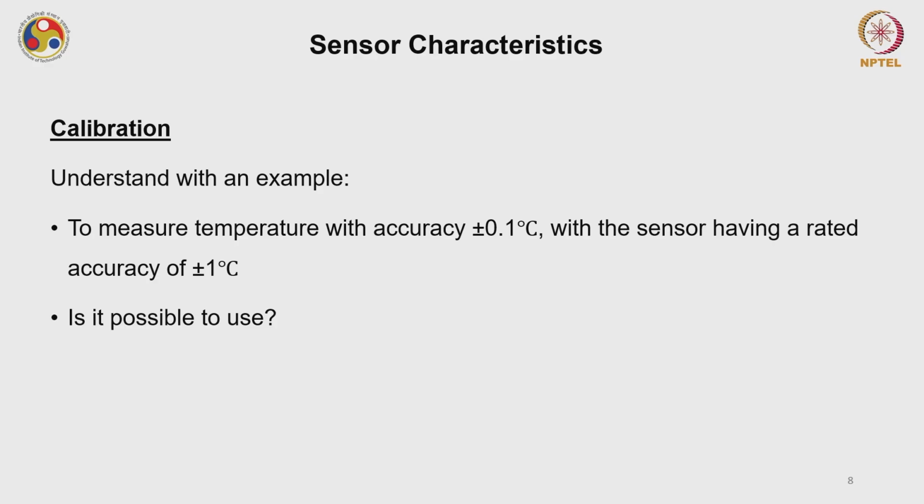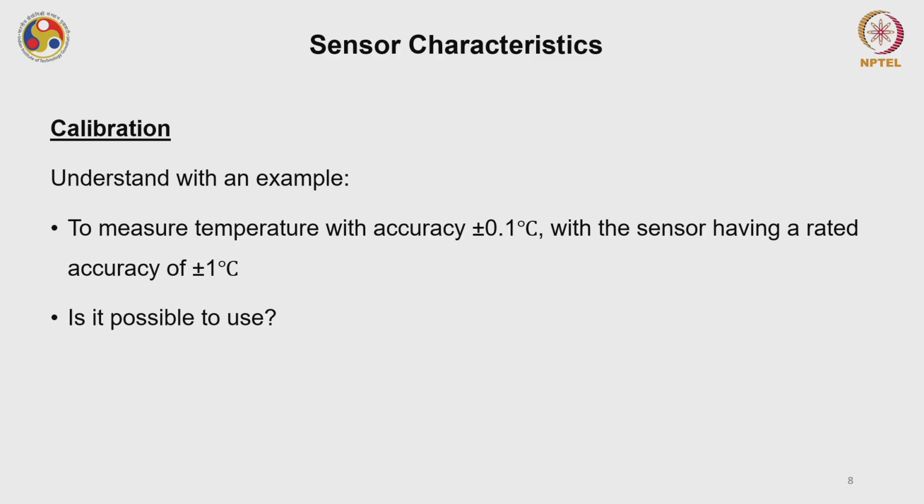Let us see another characteristic of a sensor, which is calibration. Let's understand the usability of calibration with one example. Say we want to measure temperature with an accuracy of plus minus 0.1 degree Celsius with a sensor having a rated accuracy of plus minus 1 degree Celsius. If I give you this sensor and tell you to measure with this particular accuracy, can we do this? The example is very simple.